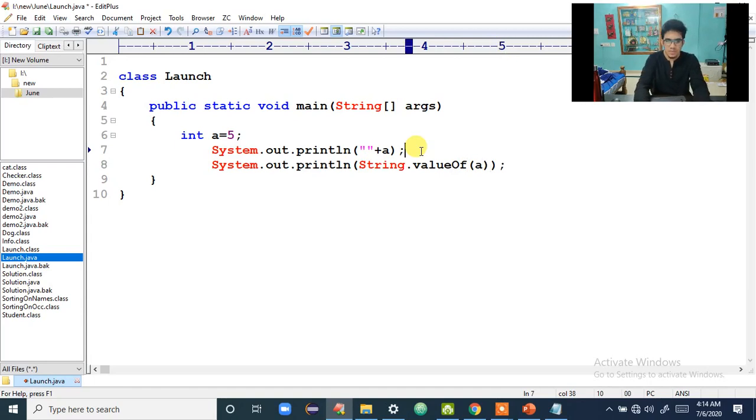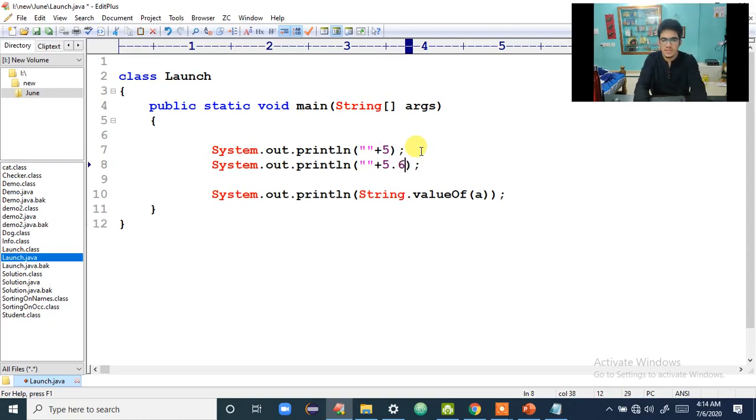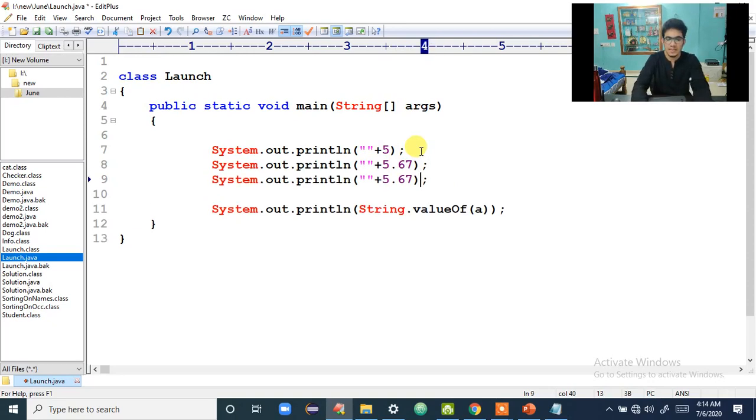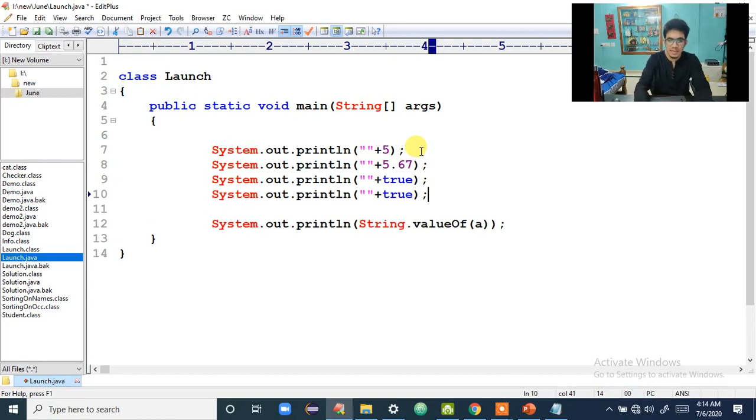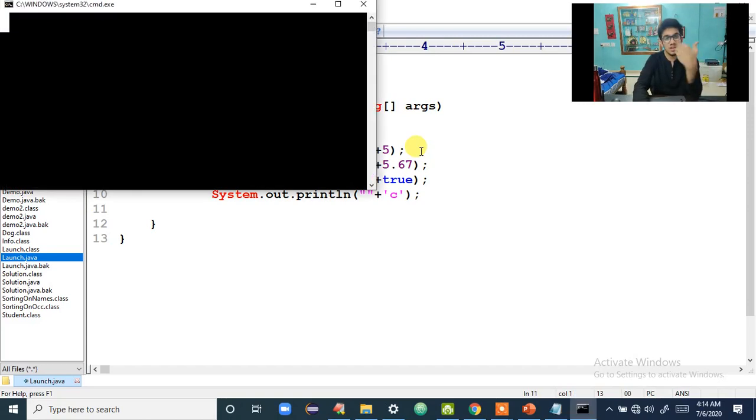So here, instead of giving a variable, let me write it like this. I can write empty string plus 5. I can write empty string plus 5.67. I can write empty string plus true. I can write empty string plus character C. If I compile, even the boolean value will be converted to string. All of them are in string format now.